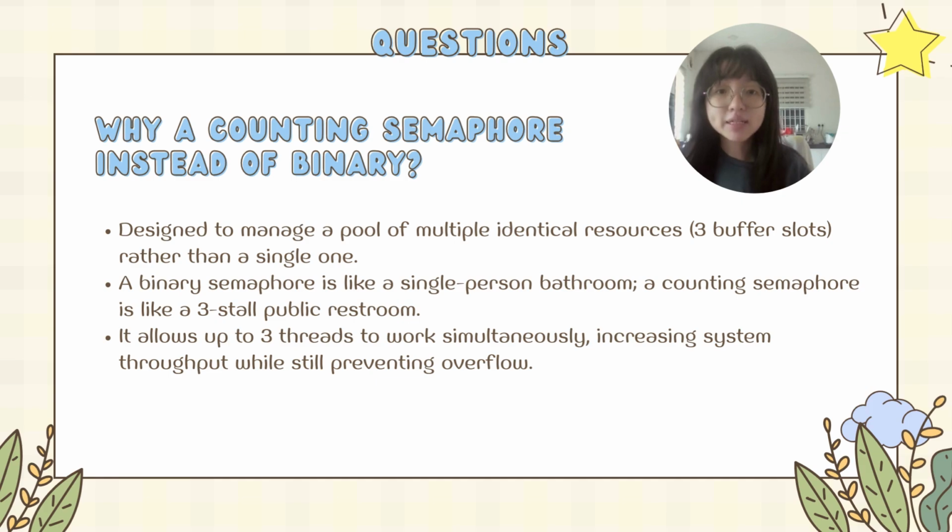Instead, our counting semaphore acts as a resource manager, much like a cafe with 3 tables. It allows us to maximize throughput, which is the amount of work the system gets done, by letting 3 threads work at the same time in parallel.